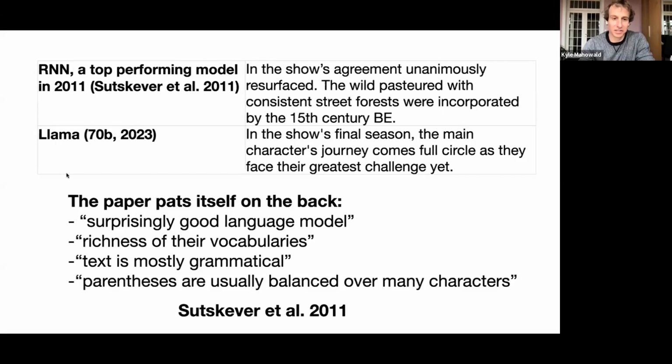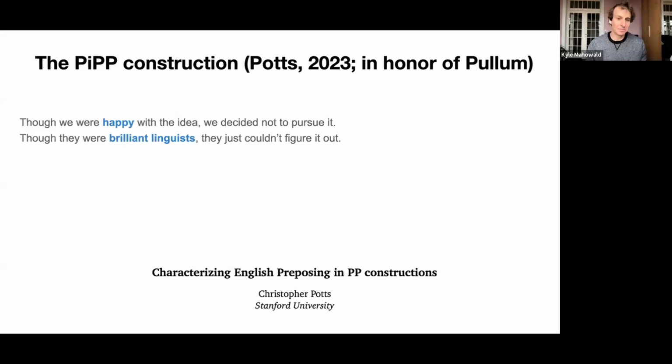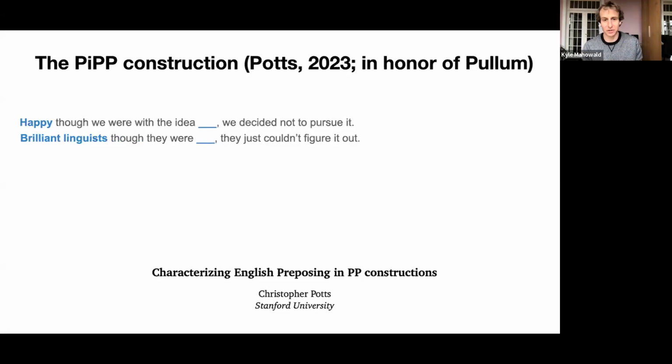One more vignette to illustrate this point. The PIPP construction, this is due to Chris Potts in a nice paper last year in honor of his PhD advisor, Jeff Pullum. He looked at this really interesting construction, the PIPP. You could say that we were happy with the idea, we decided not to pursue it, or that they were brilliant linguists, they just couldn't figure it out. The PIPP construction takes this and fronts an element. So you get things like this: happy though we were with the idea, we decided not to pursue it. Or though they were brilliant linguists, they just couldn't figure it out becomes brilliant linguists though they just couldn't figure it out. So this is reasonably rare, but it's going to occur fairly often in a corpus.